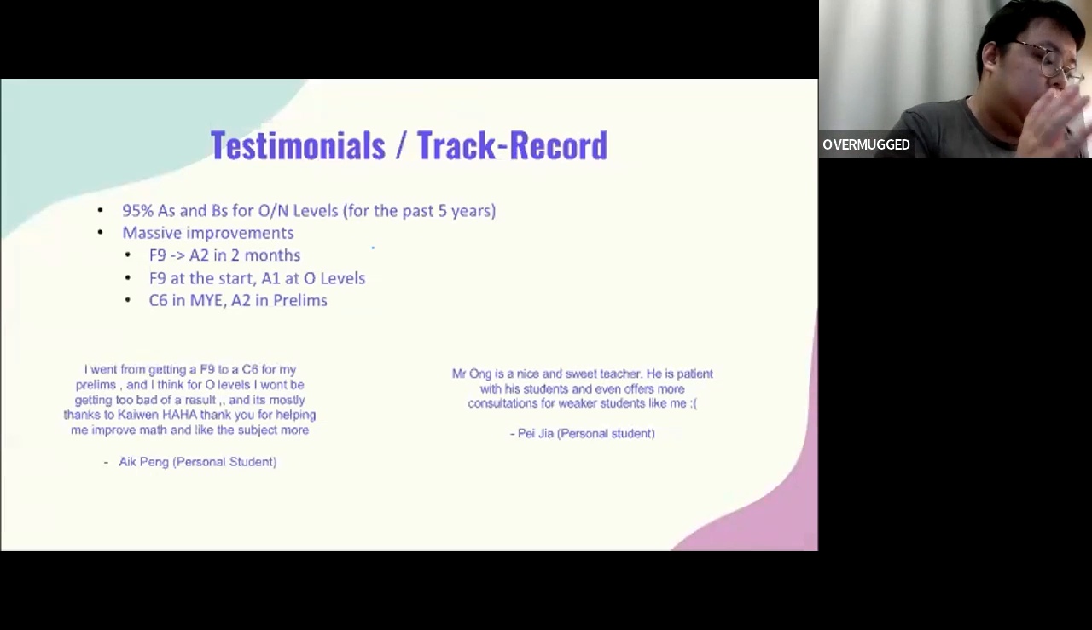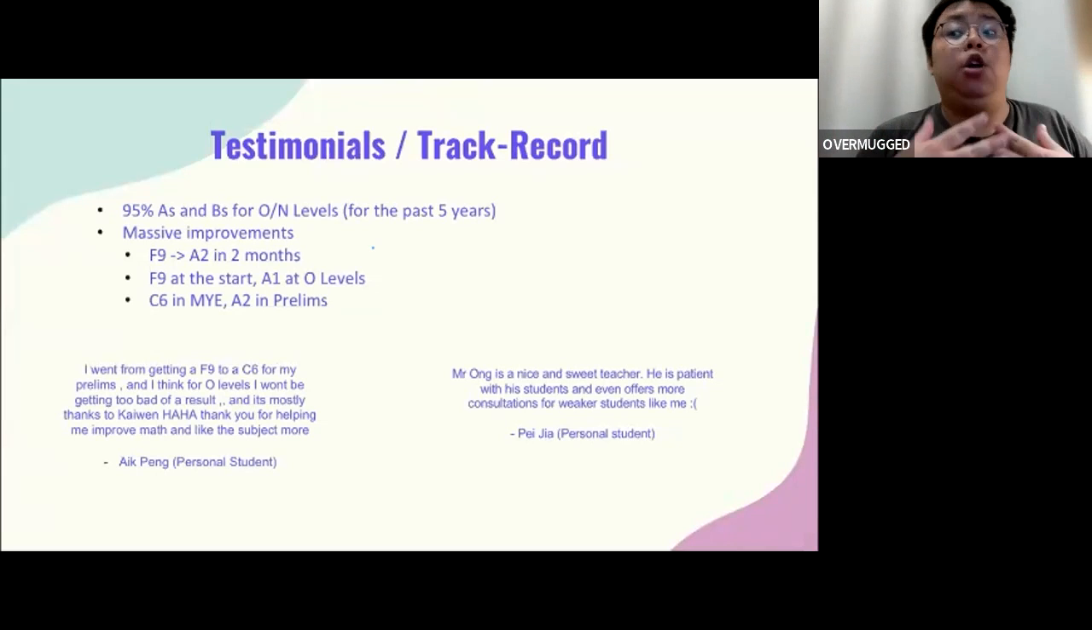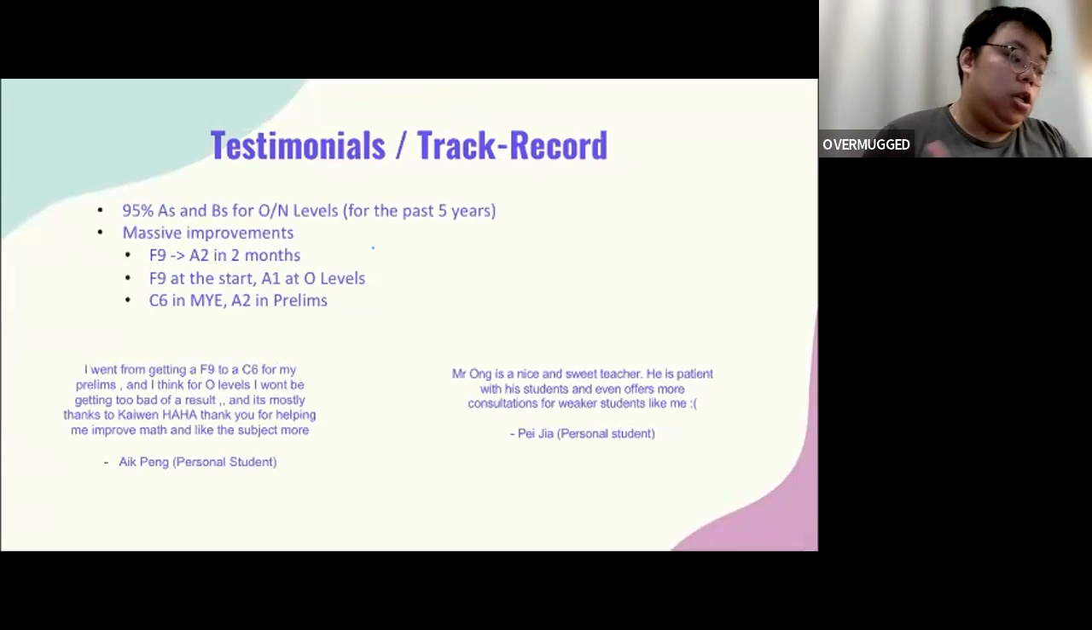So for the past 5 years, about 95% of all my students got A's and B's for their O's and N levels, which is pretty impressive, I would say, on the students' part, not on my part, for actually being able to get those kind of grades. And I do have some improvements here that I want to just shout out.